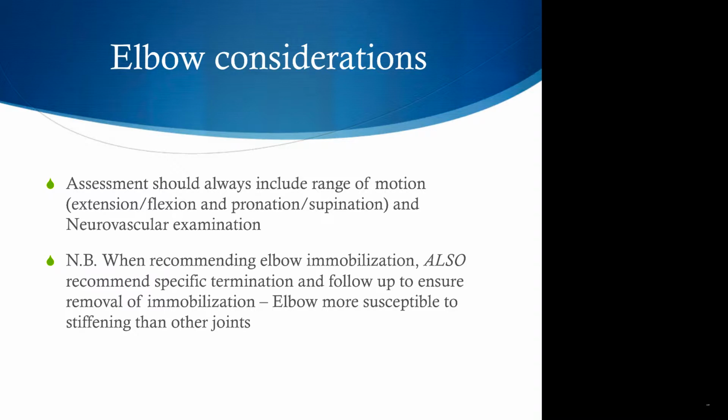Also, note that when recommending elbow immobilization, the elbow is one of the joints in the body that is much more susceptible to stiffening than other joints. So if you're going to recommend immobilization in a sling or in a splint, make sure that you also recommend a follow-up and a specific time for removal and mobilization. Ideally, the shorter amount of time, less than 3 weeks, would be ideal. However, given what the underlying condition may be, it may require further immobilization.